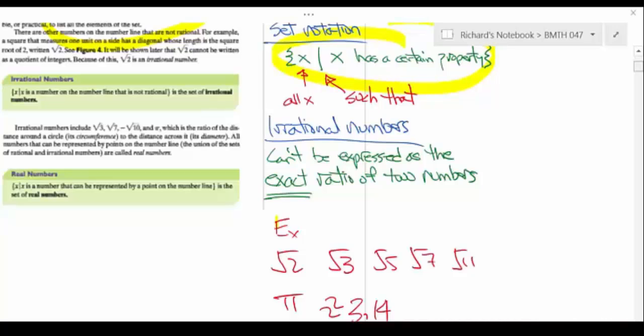Now, because the number pi has a non-repeating decimal, we say it's an irrational number, because you can't actually express it as the exact ratio of two numbers. Same with something like the square root of 2 or the square root of 5, square root of 7. 2, 3, 5, 7, 11.